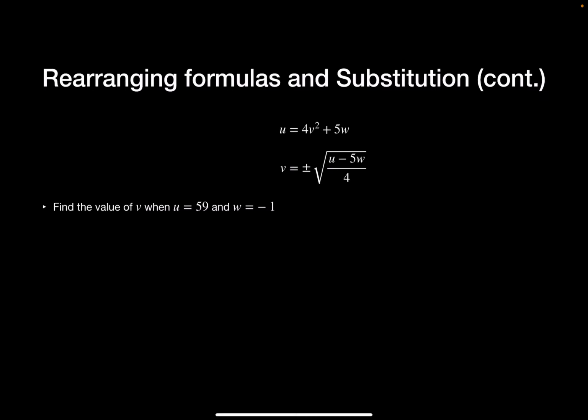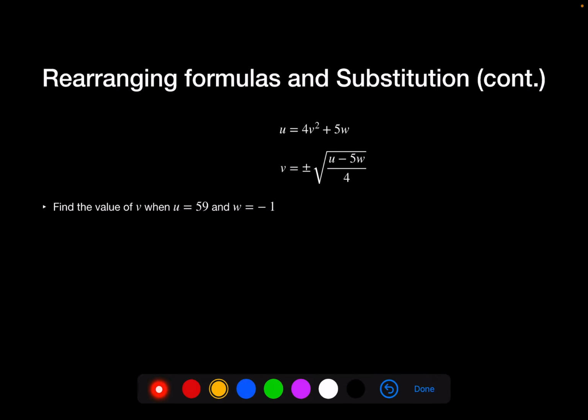So the next bit is a continuation of the first bit. We want to find the value of v when u is 59 and w is negative 1. So this is substitution.